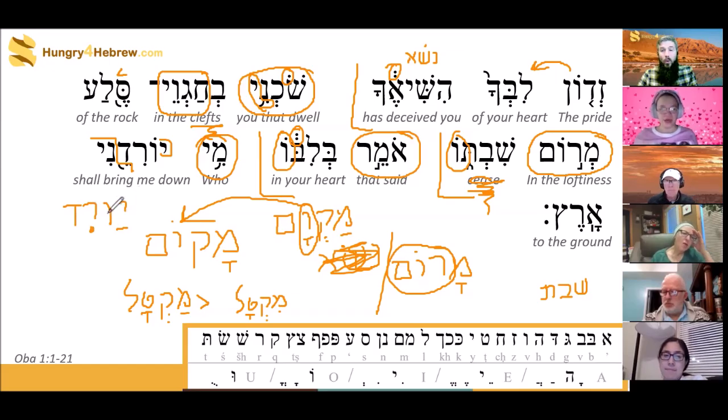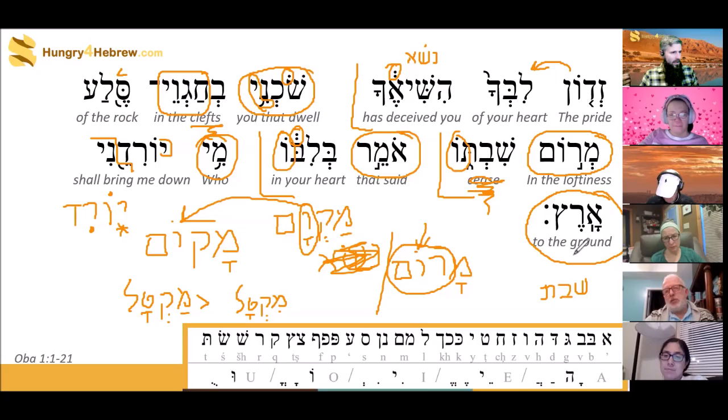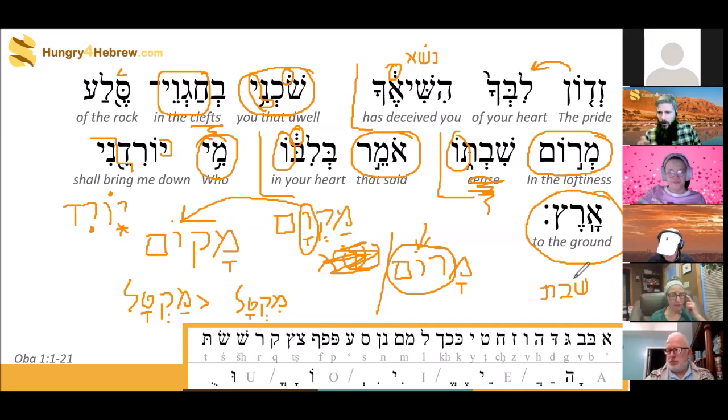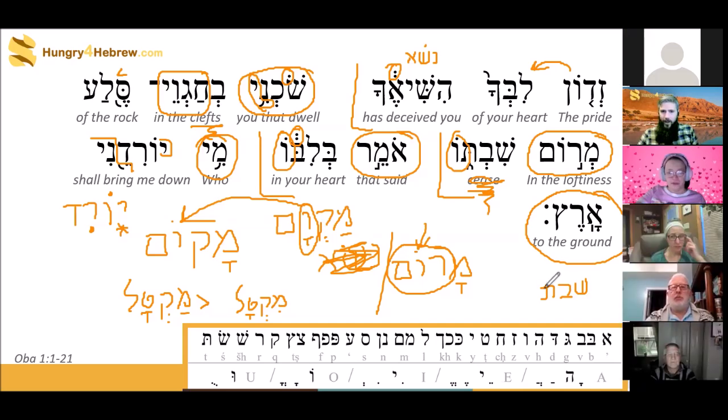Yarid. What's going to happen to the patach vav? You guessed it. It's going to turn it into a cholam. Yorid. Exact same thing that happened to marom. So yorid, he will cause to descend. Eni, me. Who will bring me down? Aretz. Ground word. Well, there's no directional hey here, but it's still, I guess, implied. It's an implied adverb. How will he bring me down? Aretz, towards the ground. Voldana, you have your hand up? Just to read. Okay, excellent.